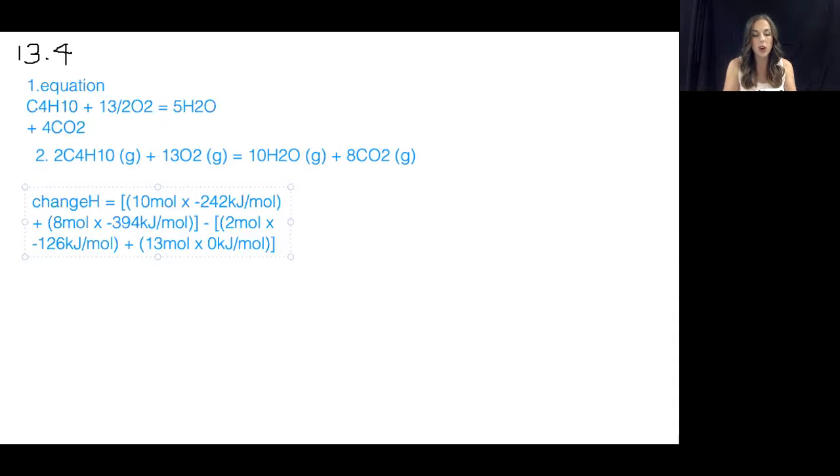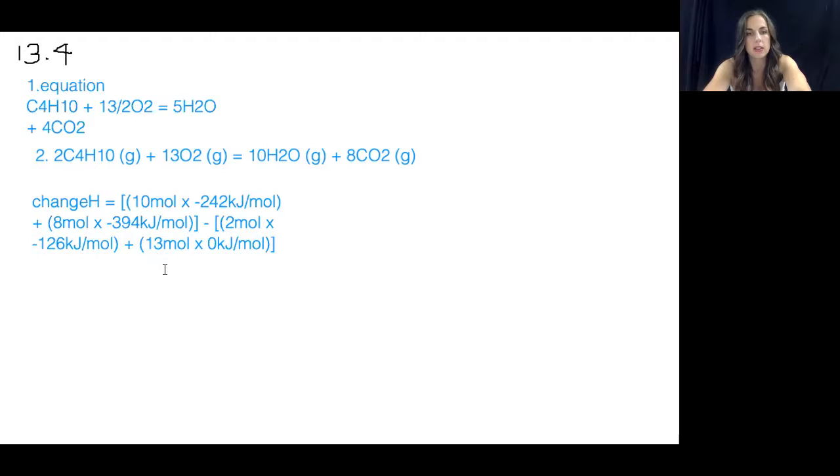Okay, open parentheses, 10 times negative 242, close parentheses, plus, open parentheses, 8 times negative 394, close parentheses, minus, open, 2 times negative 126. I'm just going to close because 13 times 0 is just 0. So it's this number plus 0, which is just going to be that number, so I'm not even going to include that part. I get negative 5,320 kilojoules. And that's going to be your answer.